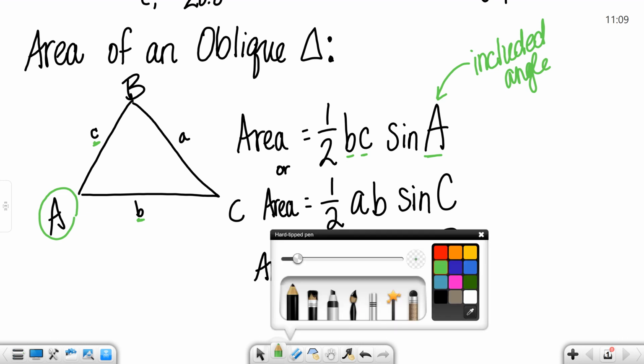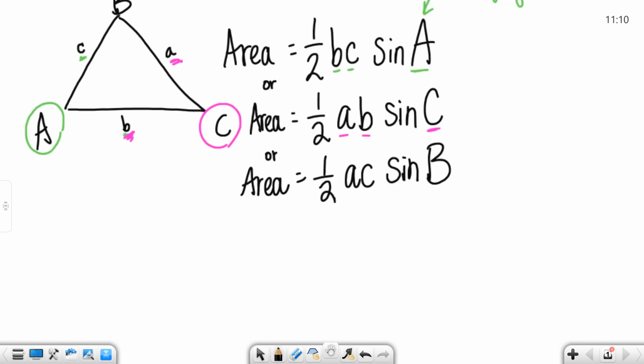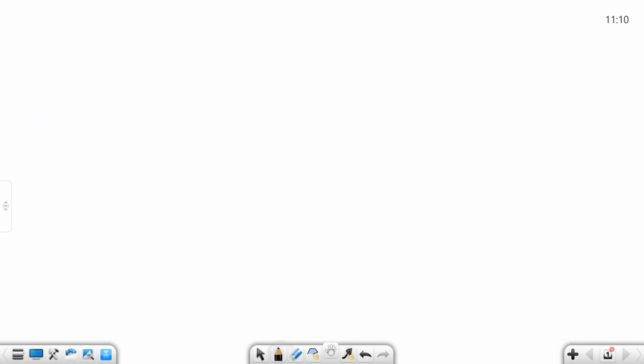So if we look at the second equation, I'll do that one in this color. So if I have a and b, well, notice that angle C is the angle between a and b. So C would be the included angle in that one. So it is important to know that that angle is the included angle. In my math lab, we will likely use that vocabulary.